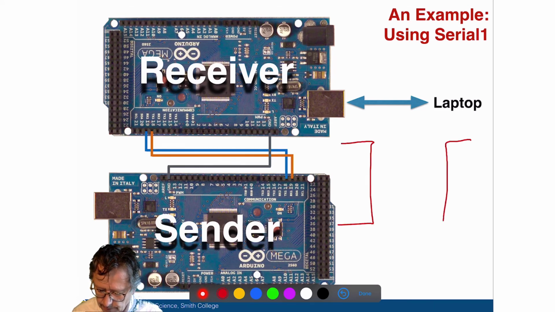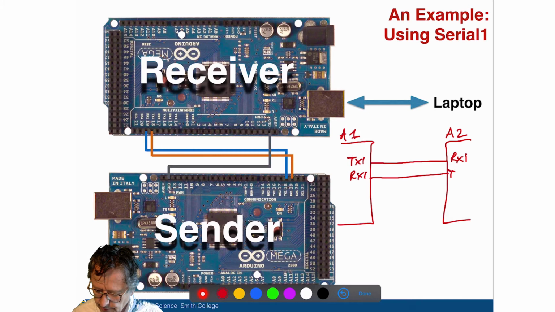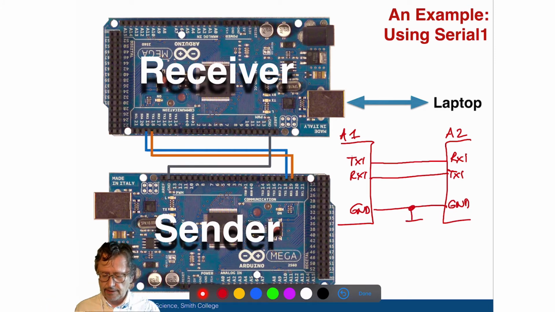Maybe I can illustrate that. Let's assume that I have my two Arduinos. So Arduino 1, Arduino 2. TX1 is going to be connected to RX1, and RX1 is going to be connected to TX1, and of course ground connected to ground always. And I'm going to put this little symbol here to indicate that that's the ground.